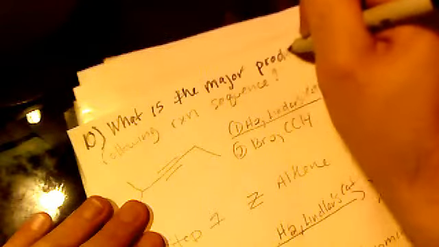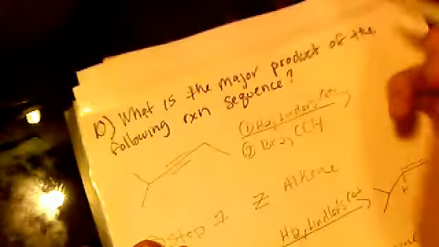So, it says, what is the major product of the following reaction sequence, right? So they give us this molecule, it's an alkyne.